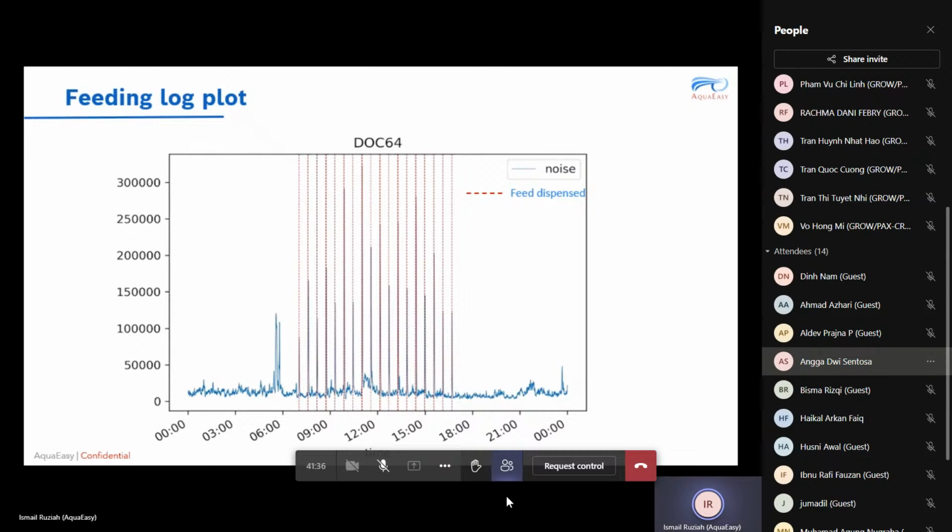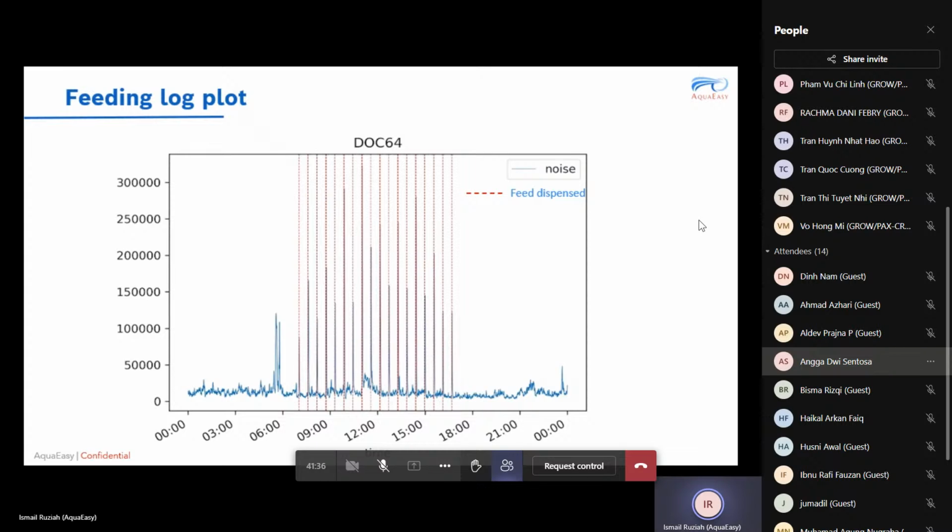Yes, understood. But what noise level can we expect to receive from the shrimp when the system works well, and which one is a bad signal from the shrimp? Okay, the next slide will have a bit more.